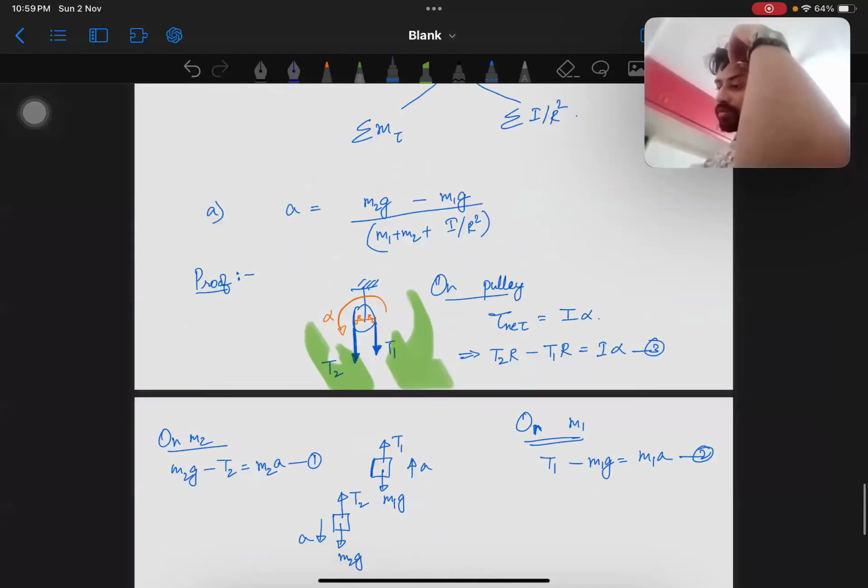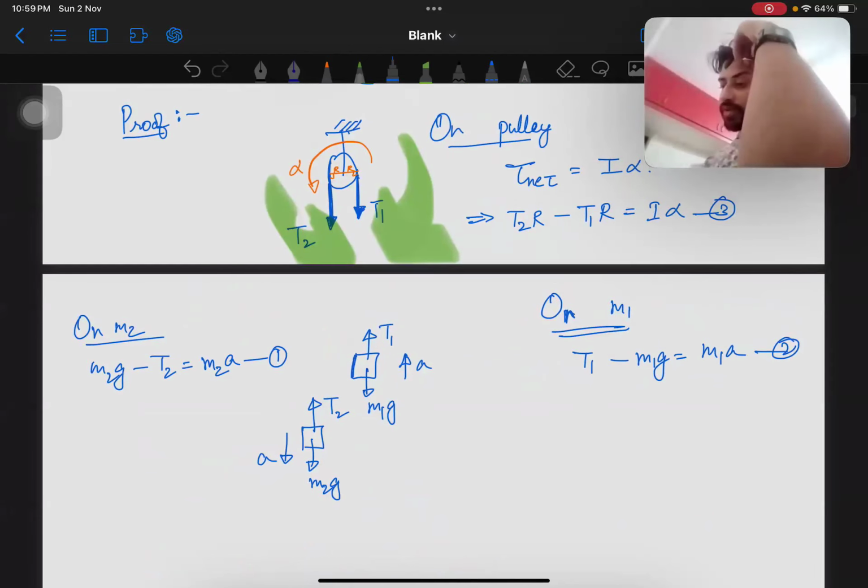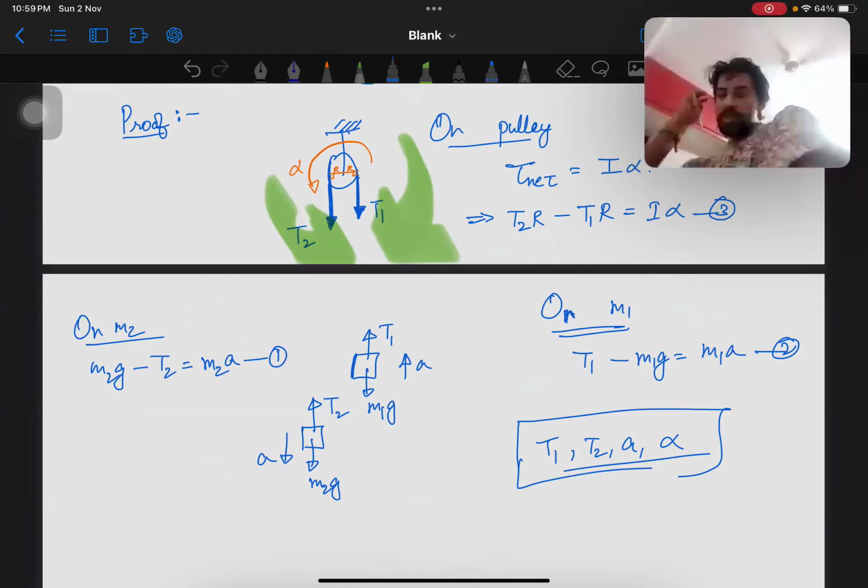Now, how many equations are there and how many unknowns? Three equations, and the unknowns are T1, T2, a, and alpha. Masses and radius are known to us, moment of inertia is also known. So 4 unknowns and 3 equations. How do you solve? You can't solve actually. No one can solve. So what we do is we actually need one more equation. And wait a minute.